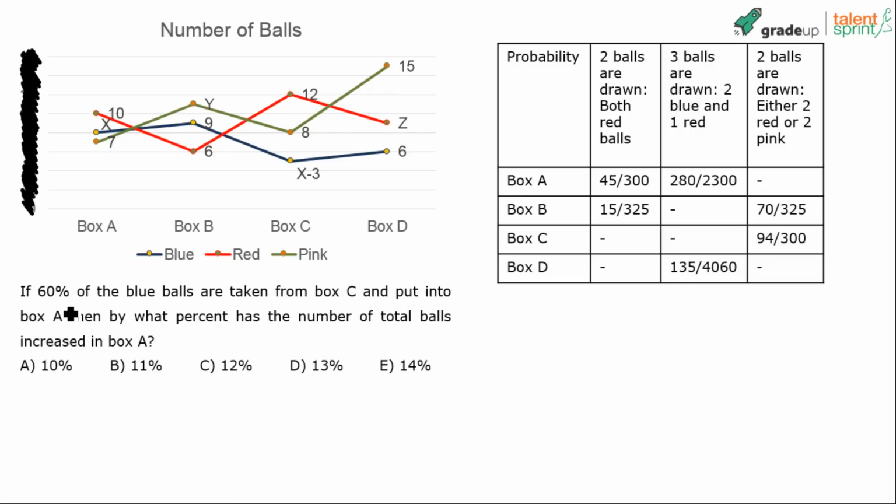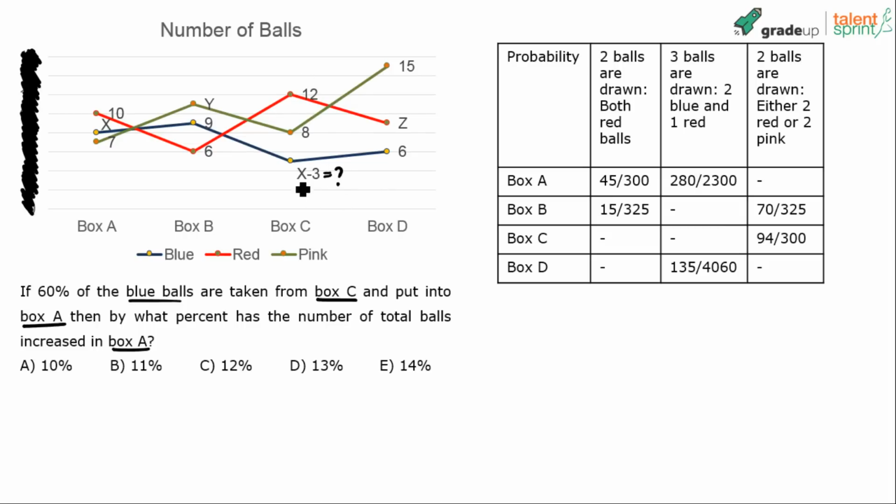So he says 60% of blue balls are taken from box C and put into box A. So here the discussion is about box C and box A. Then by what percent has the number of total balls increased in box A? Now see, for us to be able to answer this question, first of all, we need to know the number of blue balls in box C. How many blue balls are there in box C? It's an unknown value. It is x minus 3. We know the number of pink balls are 8, number of red balls are 12, but number of blue balls is not known to us.